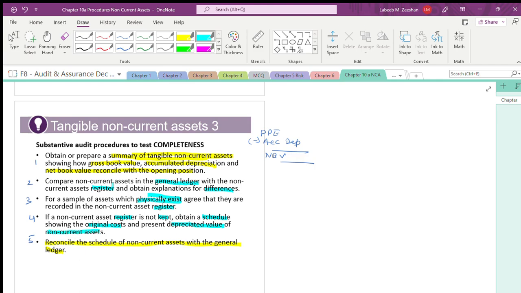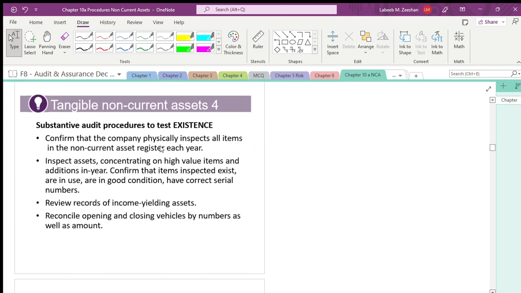All are easy. You select your own. Say that for completeness, I will compare non-current assets in the general ledger with the non-current asset register. Done. That much you have to write. You are not supposed to write anything beyond this.